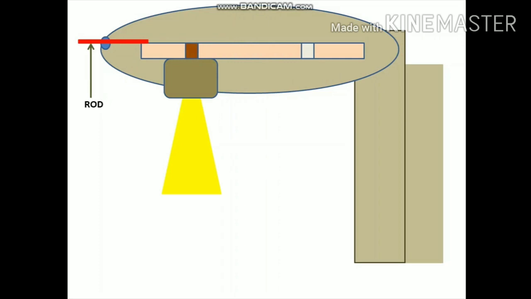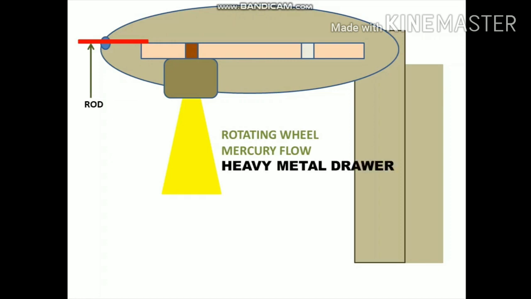The source movement can be done with different mechanisms. In earlier times, a rotating wheel and mercury flow were used, but currently a heavy metal drawer is used that can be driven with pneumatic pressure. A high pressure is created to move the source drawer from the fully shielded position to the fully exposed position, and the pressure is dropped to a preset limit for the source retention.